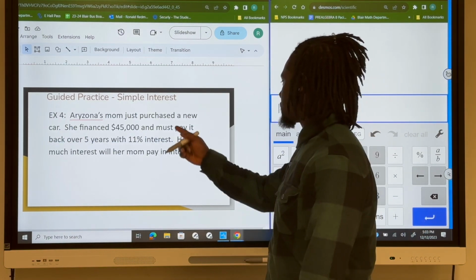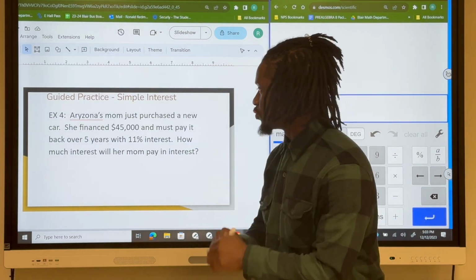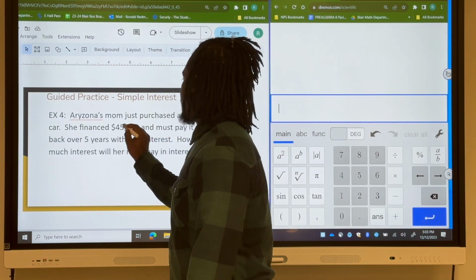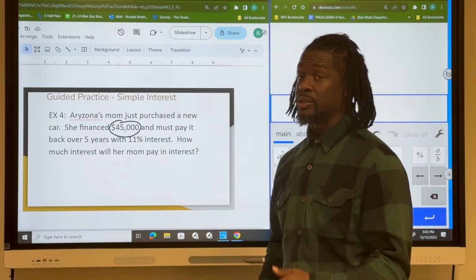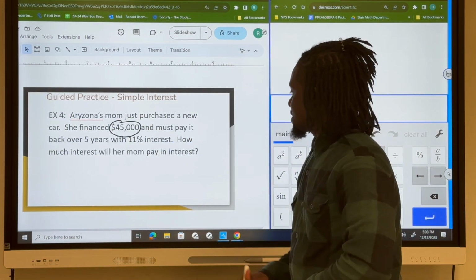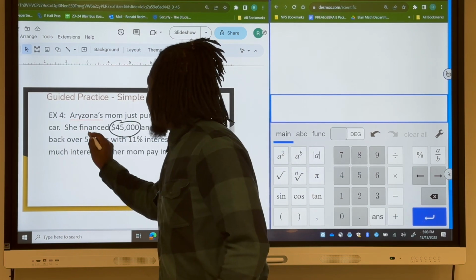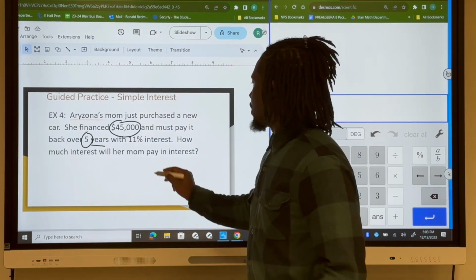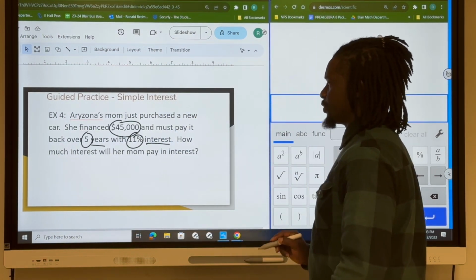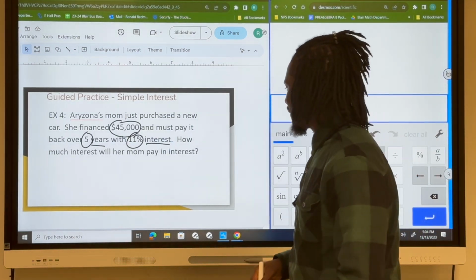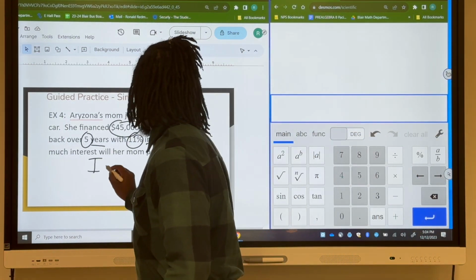Arizona's mom just purchased a new car. She financed it, $45,000. She must pay it back over 5 years with 11% interest. How much interest will she pay after she pays the car off?